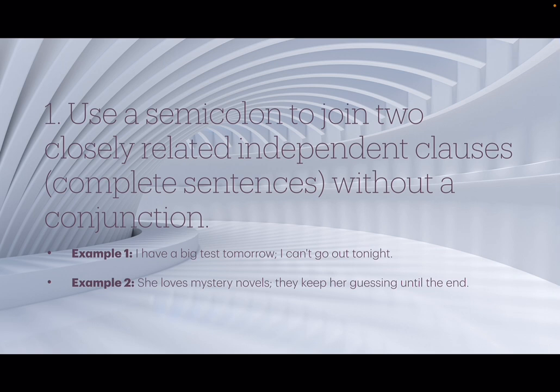If you look, both have a subject and a verb: "I have" and "I can't go." So we have a subject and a verb on both sides of the semicolon, letting us know that both sides of the semicolon have complete sentences.